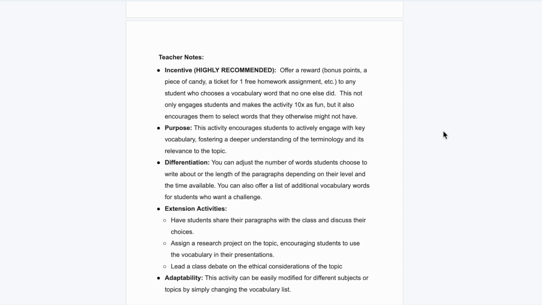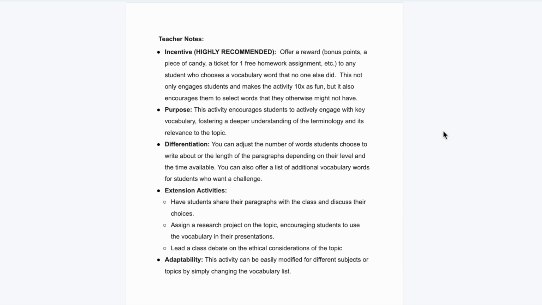This is similar to all of the teacher notes. We have the purpose, we have differentiation, possible extension activities, ways to adapt. The thing that I really want to note here is the incentive. I highly recommend doing this by offering a reward for students who choose a vocabulary word that no one else chose. This is going to encourage students to pick words that maybe they normally wouldn't pick, and that makes this activity a lot better. So again, 10 out of 10 recommend that.